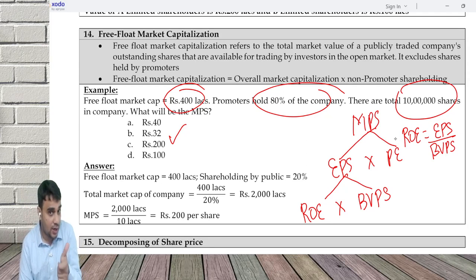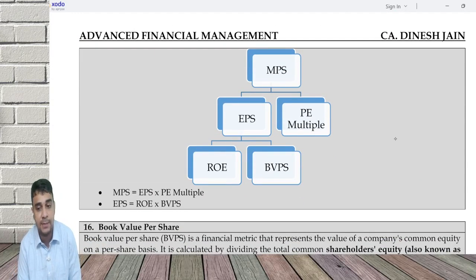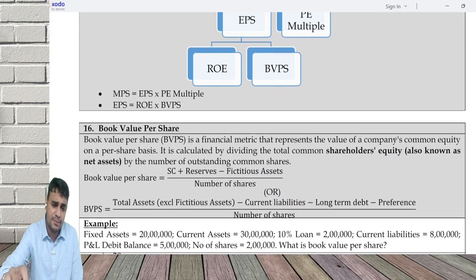Book value per share, how you calculate it, I'll anyway discuss this in a minute. It is amount of equity divided by number of shares. So if I want, I can decompose like this. MPS can become EPS into P multiple. EPS can become ROE into book value per share. Let's discuss the book value per share.